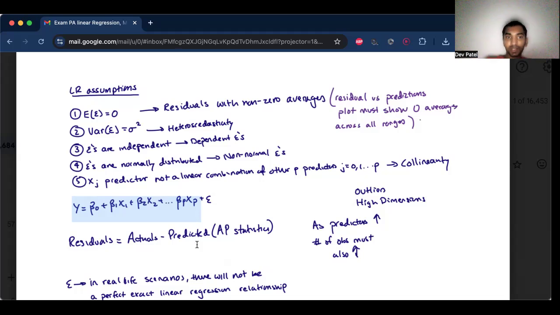And then the fifth assumption is that the predictors in our model are not a linear combination of the other predictors. If they were, we're not really adding anything to our model. We're just saying the same thing in a different way. So if we have a predictor that's exactly 2 times x1 plus 3 times x2, that's a linear combination. We're not adding anything to the model.